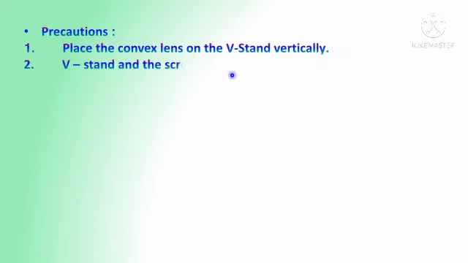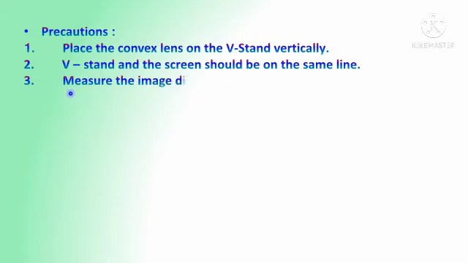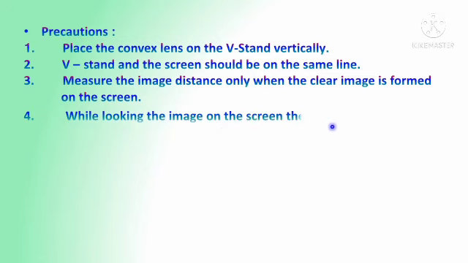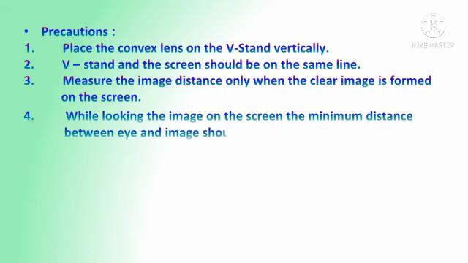Precautions of the lab activity. Place the convex lens on the V stand vertically. The stand and the screen should be on the same line, that means same table. Measure the image distance only when the clear image is formed on the screen. Fourth one, while looking at the image on the screen, the minimum distance between eye and image should be 25 centimeters.